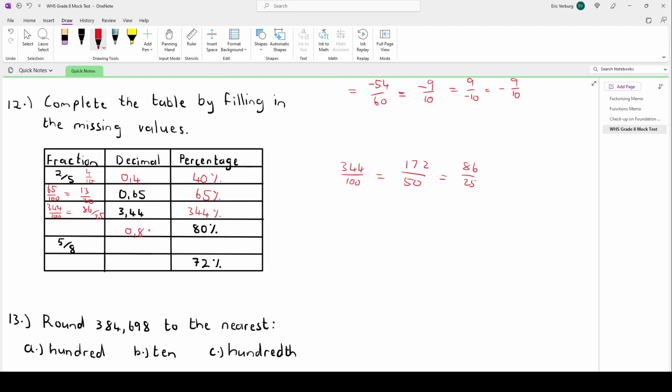So that's 0.8. Again, 0.8 is just 8 over 10. Then we need to remember to simplify, and that'll give us 4 over 5.